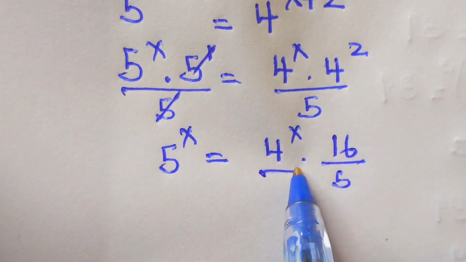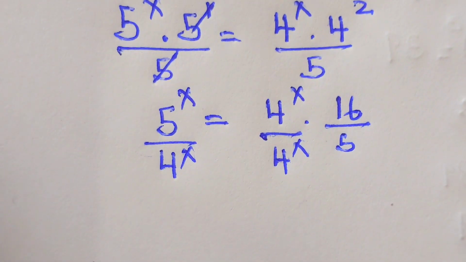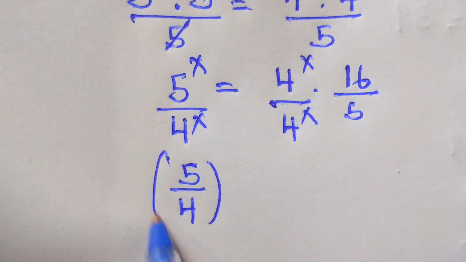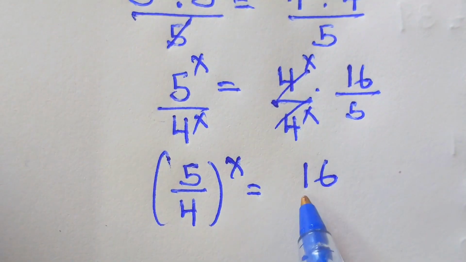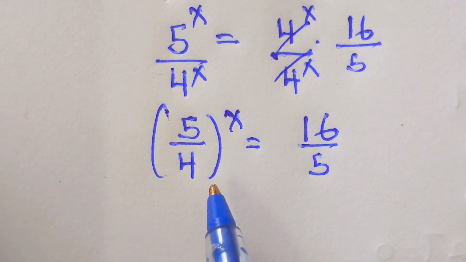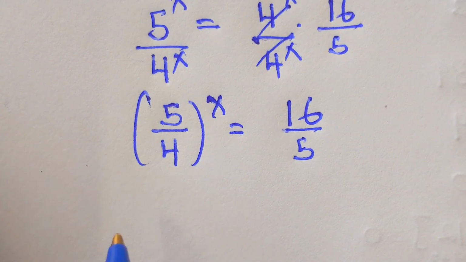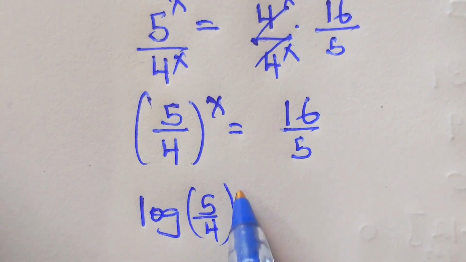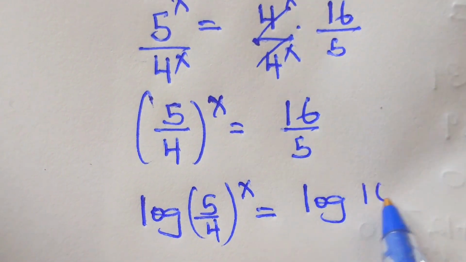And here we have to divide by 4 power x on both sides, so we should get 5 over 4, then power x, equals 16 over 5. We have an exponential equation, that's why we're going to apply logarithm on both sides to get logarithm of 5 over 4 power x equals logarithm of 16 over 5.